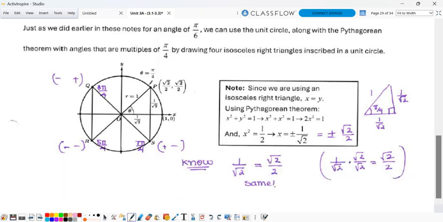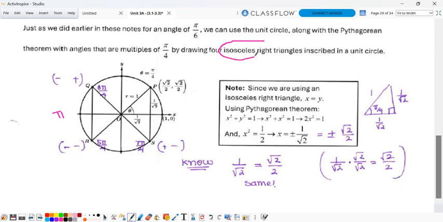Pi over 4, which means 1 pi over 4, 3 pi over 4. Remember your pi is here. So 1 less is 3 pi over 4, 1 more is 5 pi over 4. Two numbers are the same, which means the angle is 45 degrees.